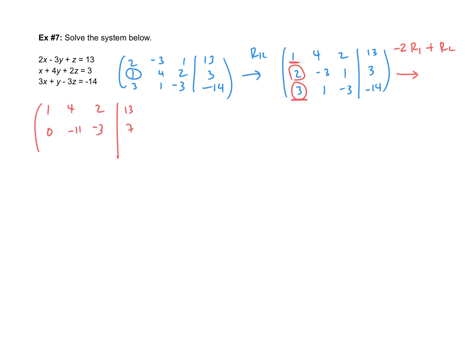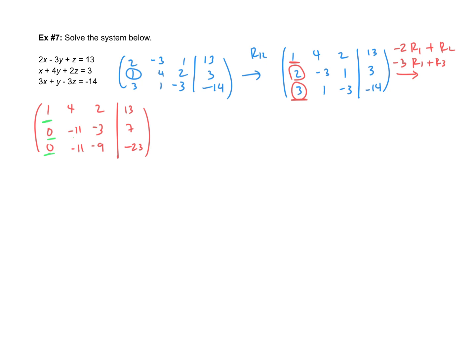Now to get rid of this 3 in the bottom row, I'm going to take that first row, multiply by negative 3, and add it to the third row. And when I do that, I'm going to get 0, negative 11, negative 9, and negative 23. Okay, so I have a 1 here, I have a 0, and I have a 0, so that's good.